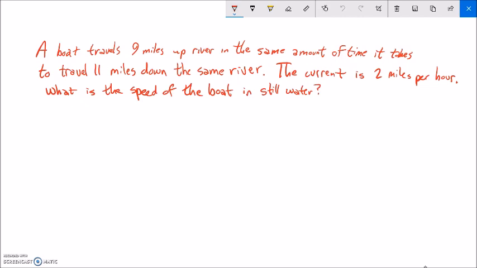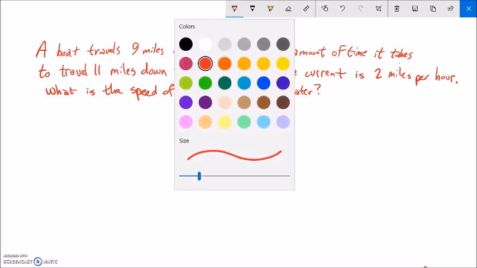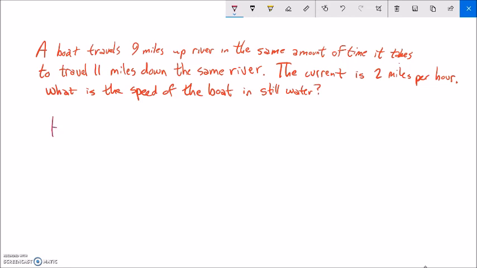A boat travels 9 miles upriver in the same amount of time it takes to travel 11 miles down the same river. Let me kind of keep track of what's going on. So it can travel 9 miles up the river in the same amount of time it takes to go 11 miles down the river.